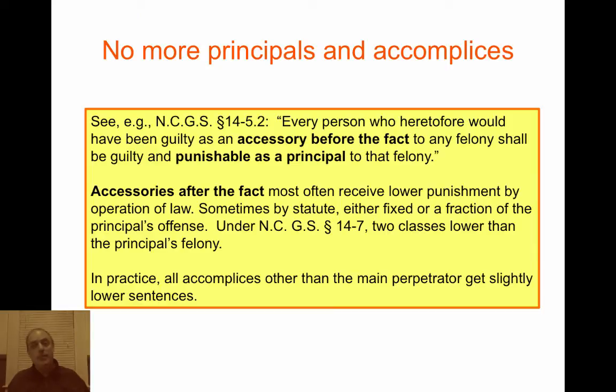Today, all accomplices are treated alike in terms of the crime of conviction, except for accessories after the fact. That being said, the punishment patterns are a bit different. The actual punishment that a judge would impose would tend to be different for the main perpetrator and the other participants who were at the scene. And you see some examples here from the North Carolina Code.